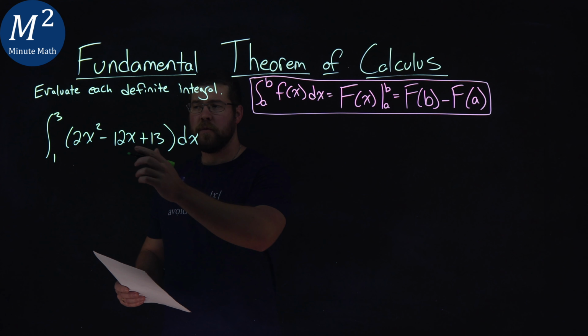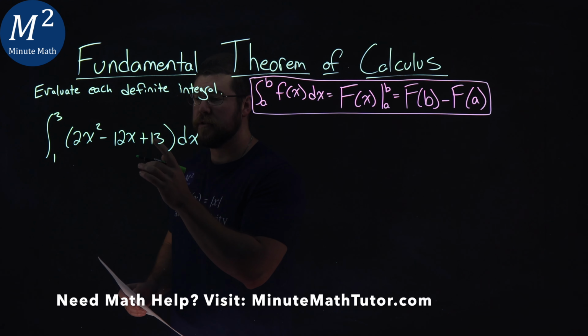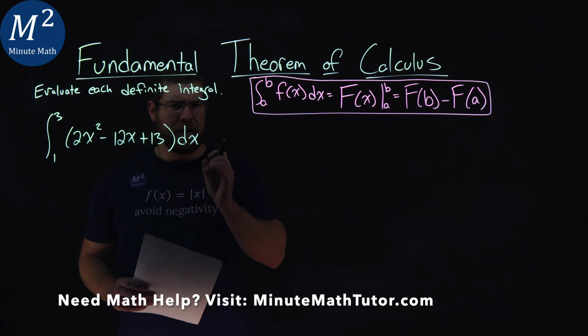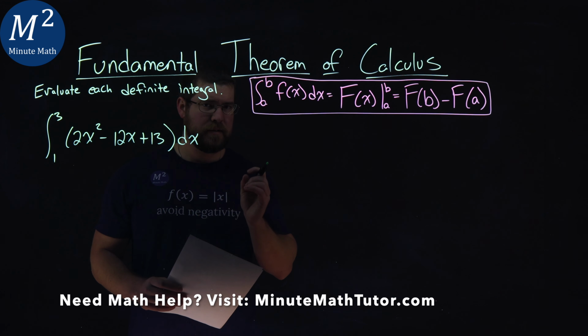We're given this problem right here, the integral from 1 to 3 of 2x squared minus 12x plus 13 dx. And we have to evaluate this definite integral.